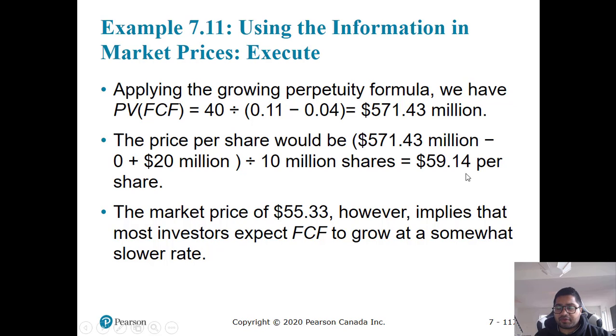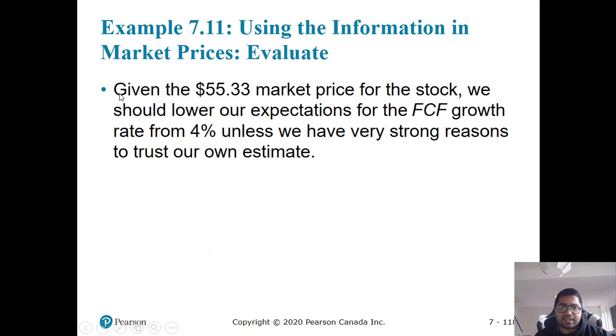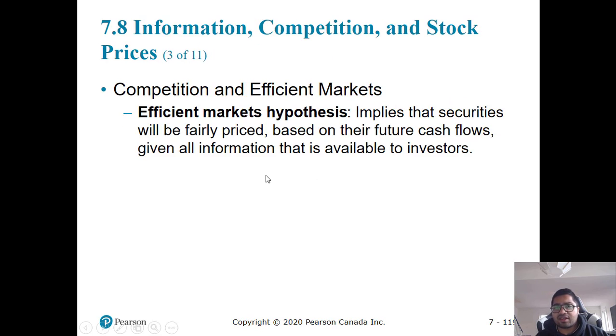So applying the growth formula, the share price should be $59. The market price is $55. Therefore, most investors expect free cash flows to grow at a slower rate than our assumption. Given that $55.33 is the market price of the stock, we should lower our expectation for the free cash flow growth rate from 4% unless we have strong reasons to trust our estimate.